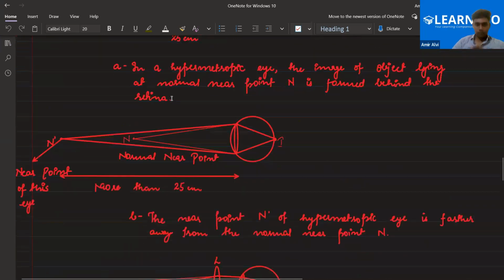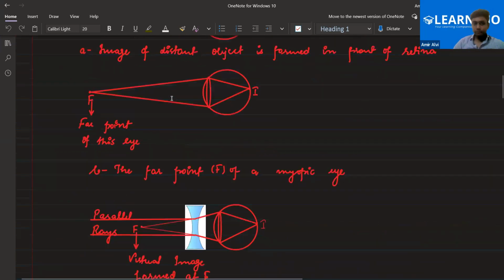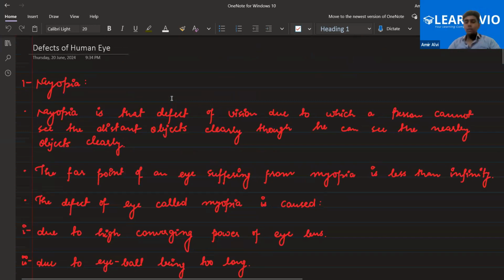Now let's understand the next topic, that is the defects of vision. Defects of vision are basically the problems that are developed in the human eye due to genetics, some mutations, and maybe some of our habits. These are the things that we face in our day-to-day life, right? Basically, there are two defects which can be cured using spectacles.